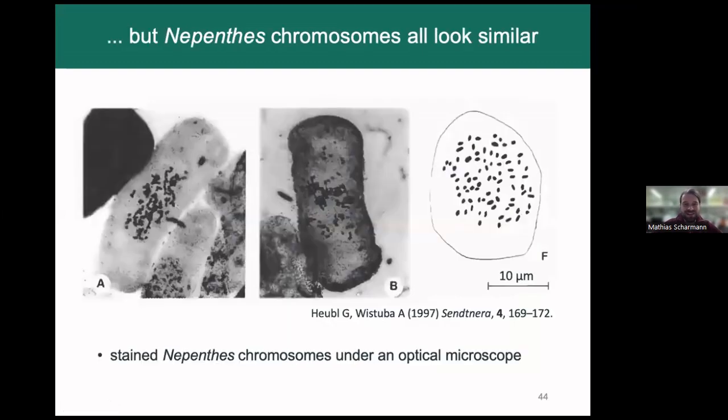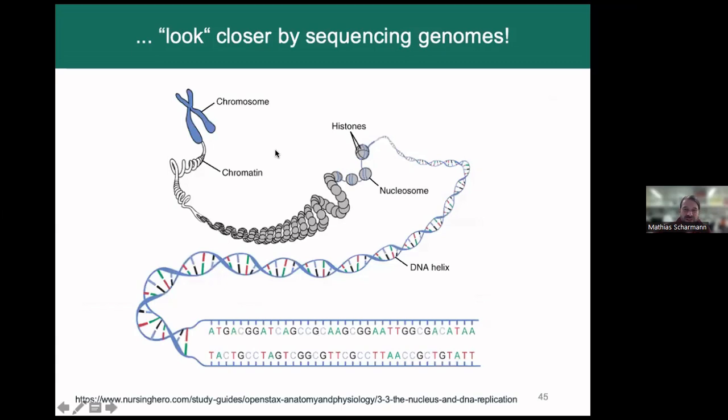But in Nepenthes, the chromosomes all look very similar. And as Andreas Vistuva and someone from the University of Munich found out already in the 90s, we cannot really tell any difference between the species or between the sexes in Nepenthes chromosomes by looking at them under an optical microscope. That looked like Nepenthes doesn't have genetic sex determination. But I wondered, is that really the case?